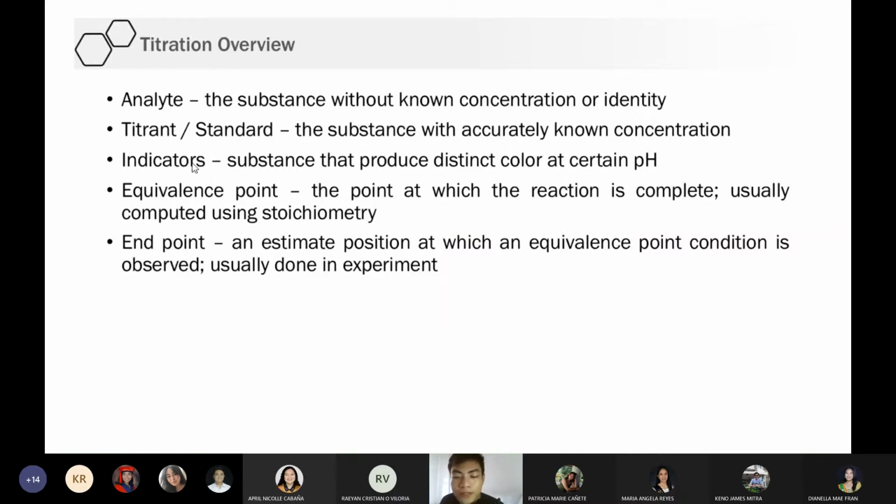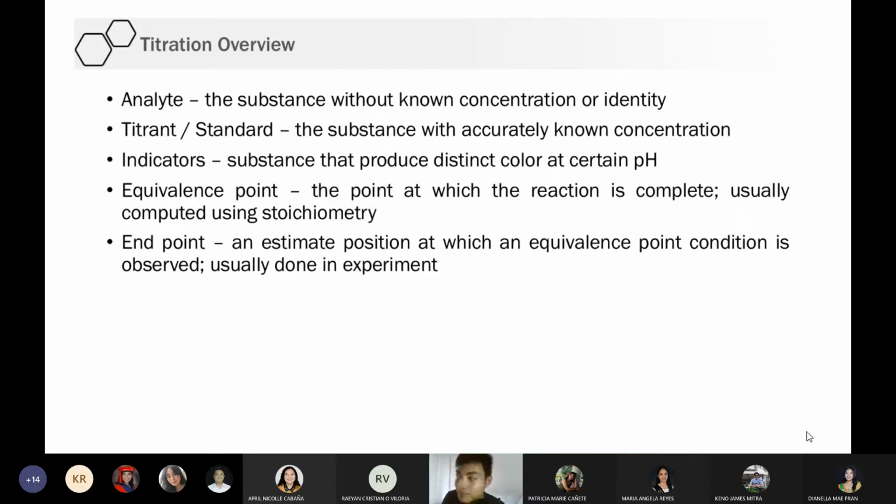Let's have an overview of some jargons we use. So, jargons, ito yung mga technical terms na gagamitin natin sa chapter na to. So, these are some defined terms. So, when you say analyte, you already know analyte. Nasa chapter 2 natin to. Analytes are substances with unknown concentration. Ibig sabihin, hindi mo alam kung ano yung kanyang concentration or yung dami or yung kanyang identity.